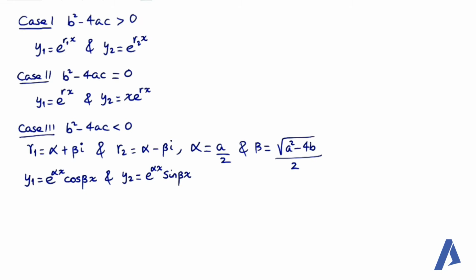Quadratic equation ላይ እንደምናውቀው depends on the determinant which is b square minus 4ac. b square minus 4ac greater than 0 ሲሆን which is the first case ሁለት real root ይኖረናል.